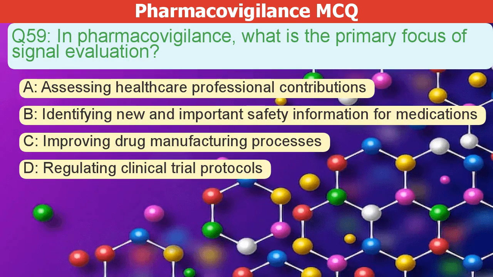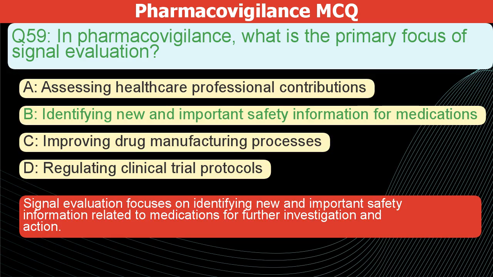In pharmacovigilance, what's the primary focus of signal evaluation? A. Assessing healthcare professional contributions. B. Identifying new and important safety information for medications. C. Improving drug manufacturing processes. D. Regulating clinical trial protocols. The correct answer is B. Signal evaluation focuses on identifying new and important safety information related to medications for further investigation and action.